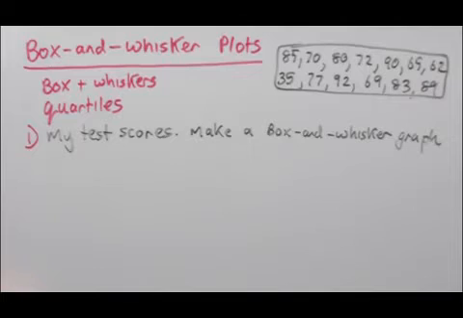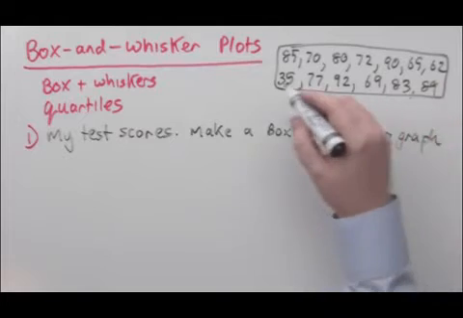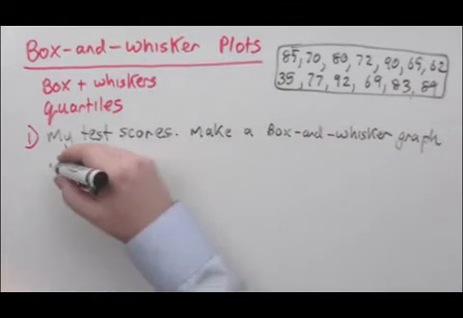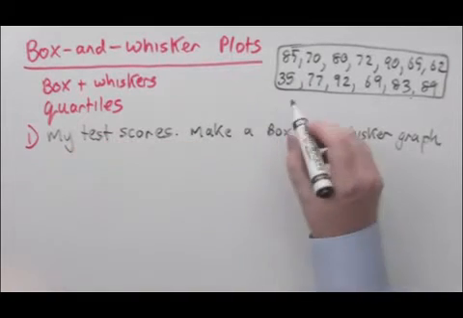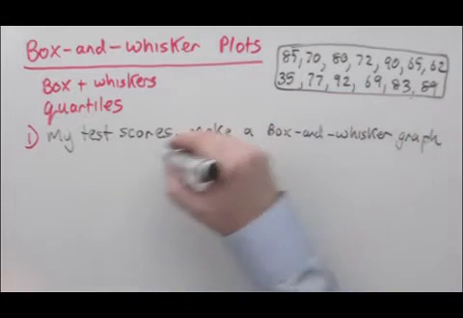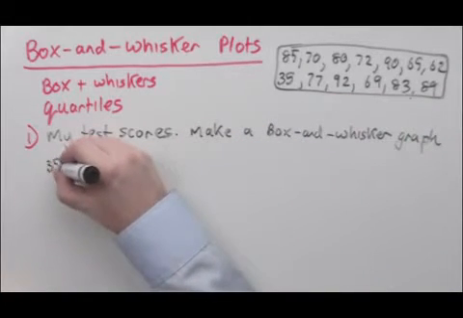Hi, and welcome to our lesson on box and whisker plots. A box and whisker plot is where you use quartiles, or upper and lower medians, to organize our data on a graph, on a number line. So let's see here. First of all, I need to put these in order.